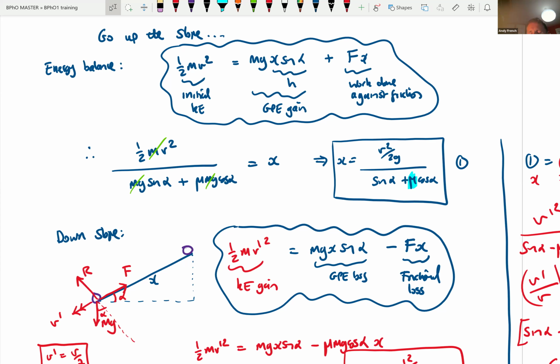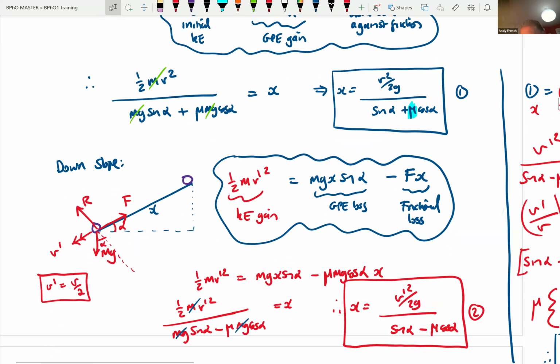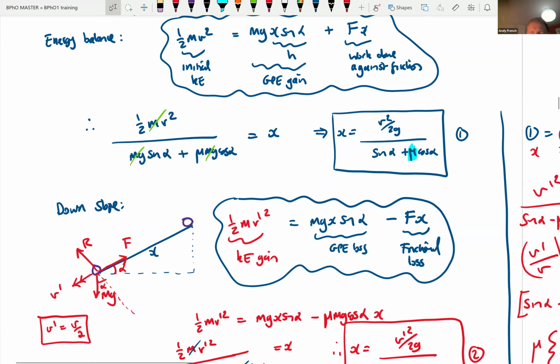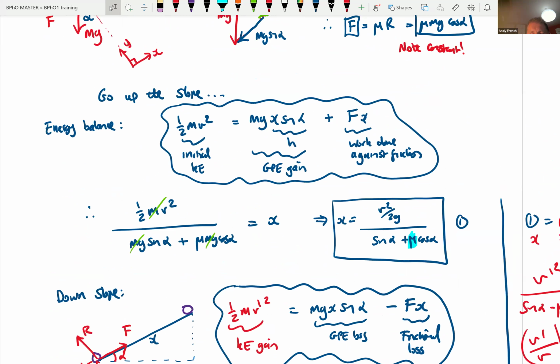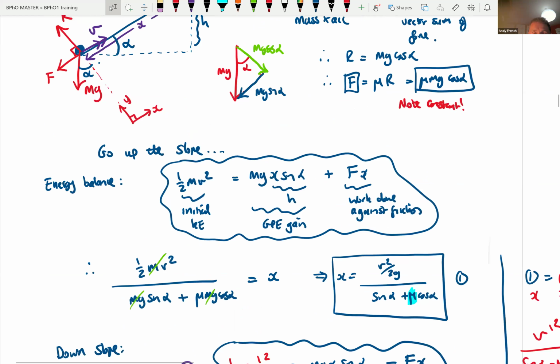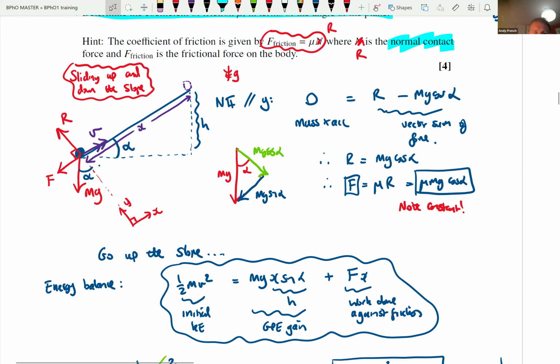I suppose you could think about, because the GPE loss we can ignore then as well. So that might shortcut it. Give it a go, but just be careful with the signs that we're using here. Another way of doing it, of course, is to work out the acceleration and go up and down as well. But you just need to be careful.